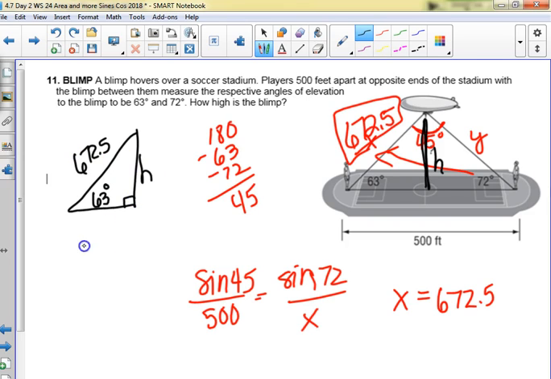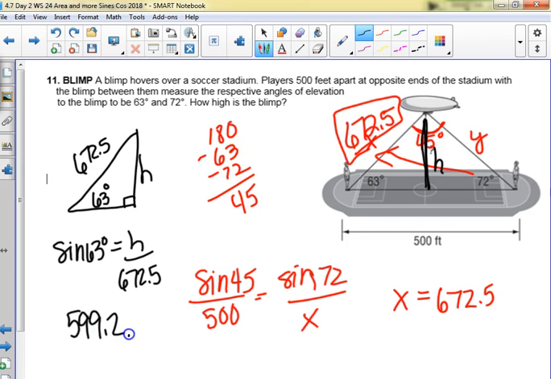Now, you could use law of sines again. I'm going to do SOHCAHTOA because I know the sine of 63 degrees equals opposite over hypotenuse. It'll turn out the same, I promise. So if I take that number times the sine of 63, I get 599.2 roughly feet is the height. So the height is almost 600 feet for the blimp. Okay, but you did have to do a kind of a two-step process. You had to find one of the other things first.